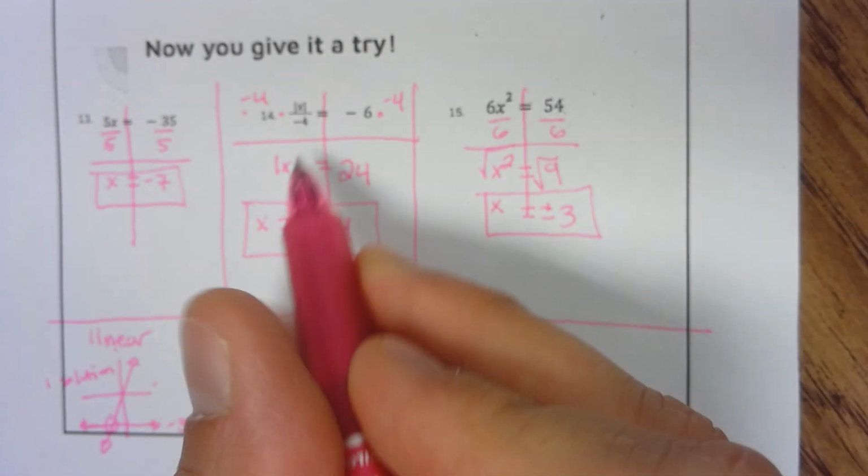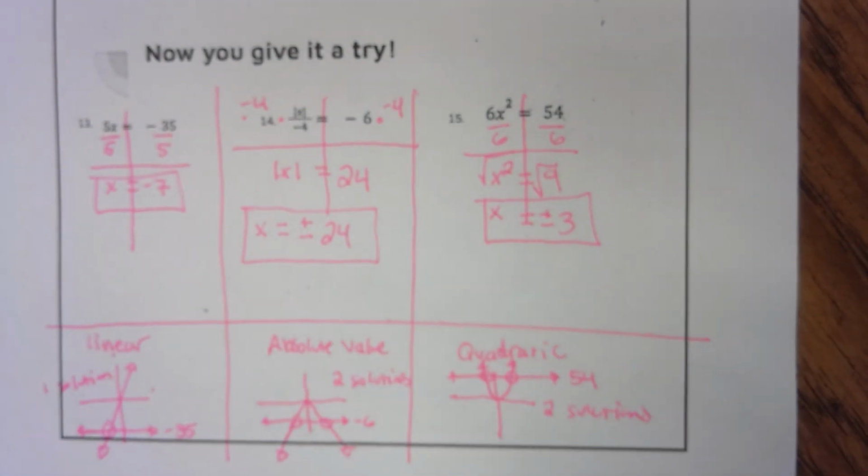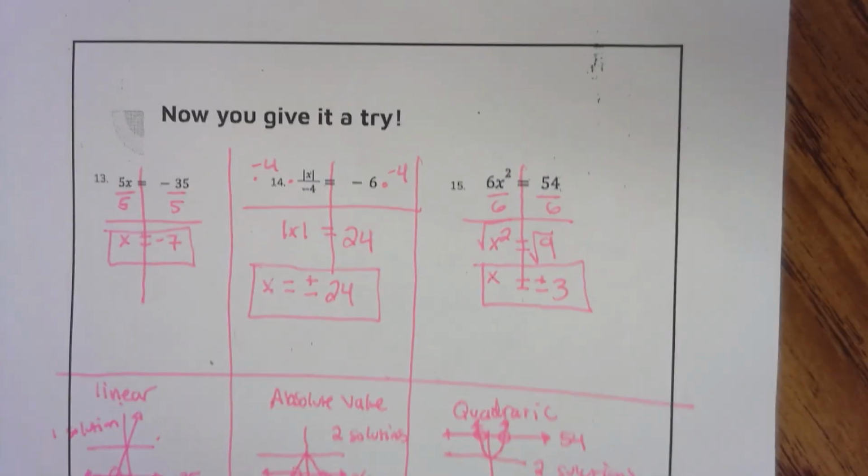Okay, the absolute value of +24 is still +24. The absolute value of -24 is 24. When we take the absolute value of a number, we just always make it positive.